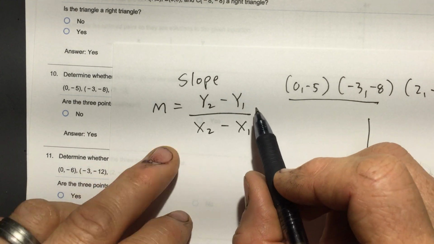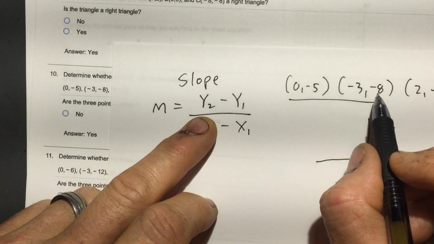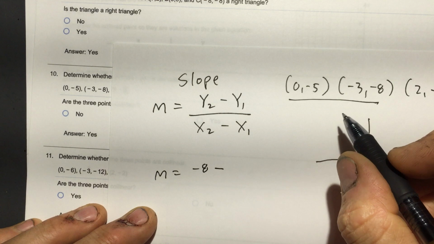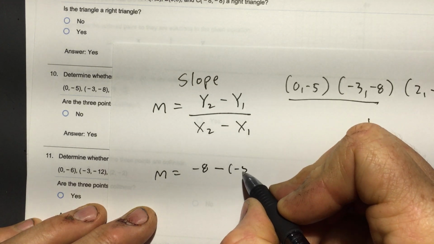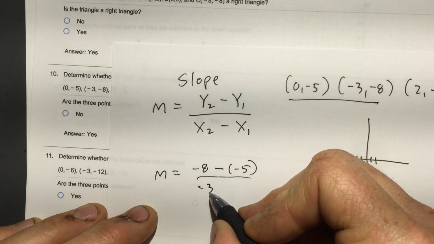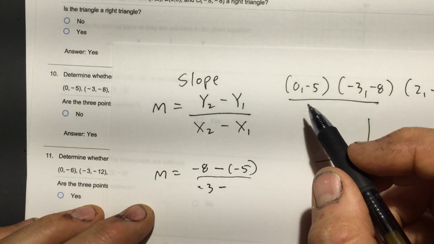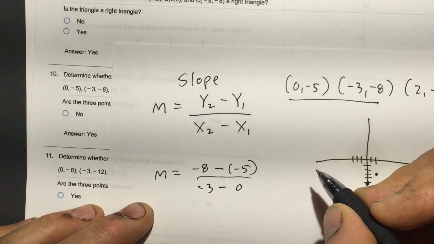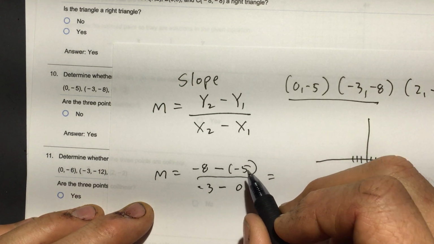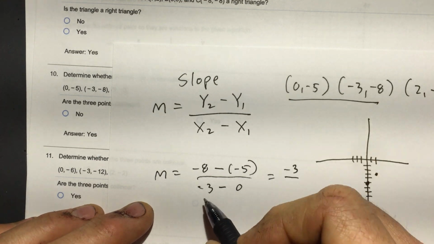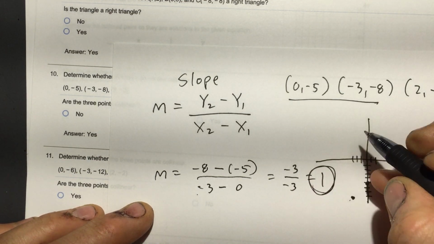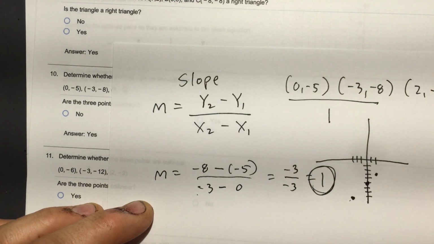So my y in point 2 here would be -8 minus my y in point 1, well, that's -5. And then my x in point 2 is -3 minus my x in point 1 is 0. So this is going to give me -8 minus -5 is -3. And then -3 minus 0 is -3. And this comes out to be 1. So my slope for these two is 1.